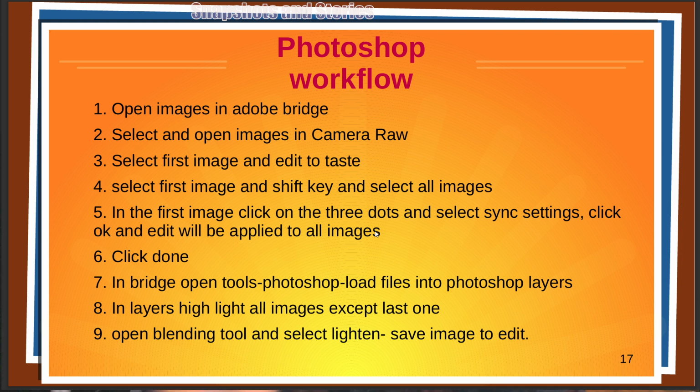Once you've got it set up the way that you like, then you're going to select the first image and the shift key and select all the images. In other words, click on the first one, go to the bottom one, hit your shift key and press enter, and it will select all of the images. Then in the first image, click on the three dots and select the sync settings and click OK, and the edit will be applied to all the images.